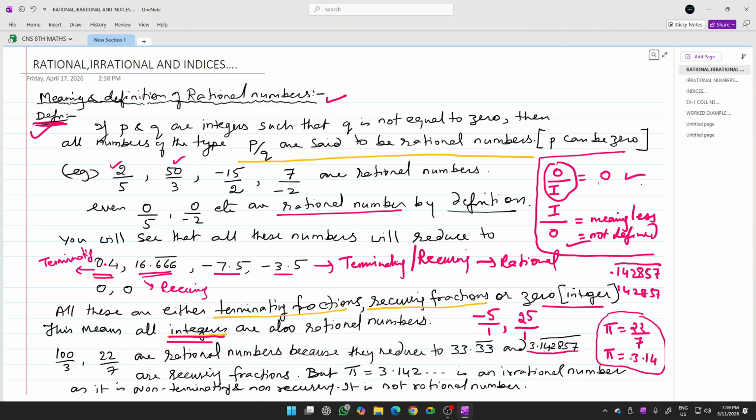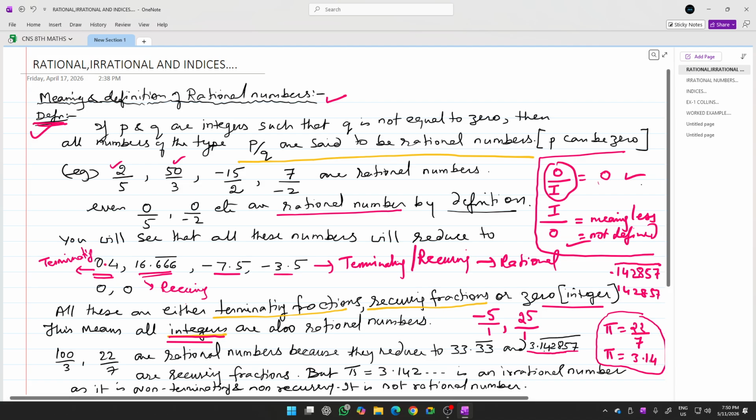Now this value is just an approximate value that the teachers tell us to take instead of 22 upon 7. So it is an approximate value that you are taking, not a terminating fraction. 3.142 is not terminating. It's recurring, actually. It's non-terminating and it is recurring. You will never get the remainder as 0.